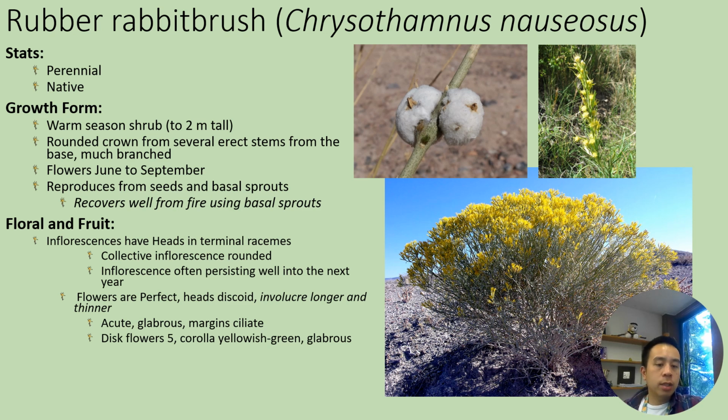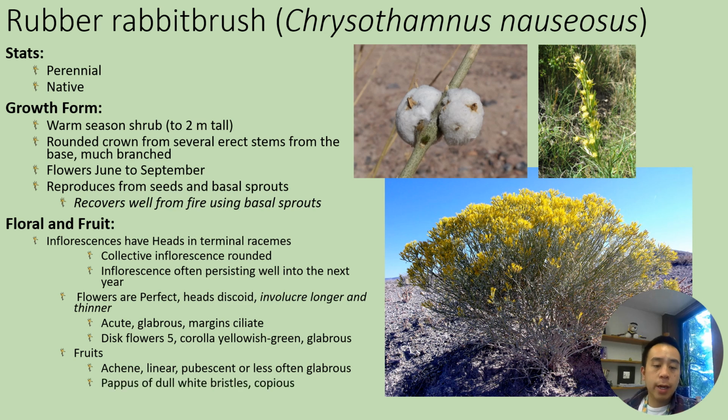And the disc flowers, there are 5 disc flowers per head, and the corollas are yellowish green and often glabrous, which again means smooth, no hair. The fruits are achene again. These dry fruits are linear and pubescent, or less often glabrous, so slightly hairy to non-hairy. And it also has dull white pappus that helps disperse the seeds.